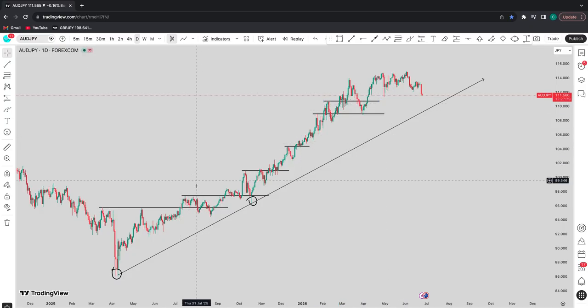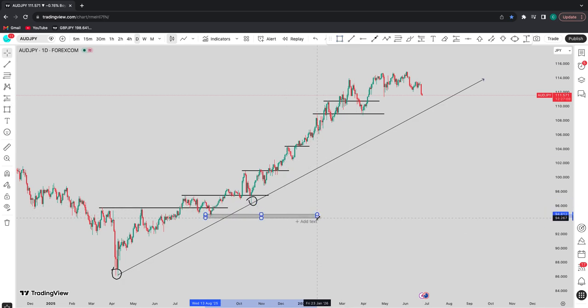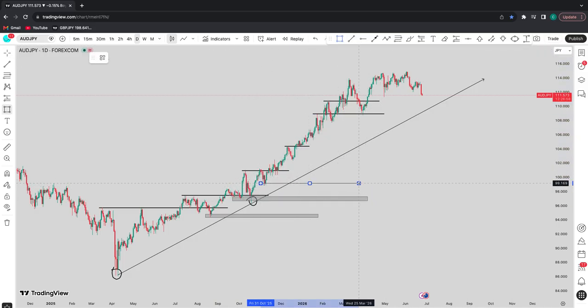So since we've identified that the market has been creating higher highs and it's breaking the highs, as long as it's breaking the highs, it means the direction of the market is bullish. Then for the support level, this was the support that caused the breakout. First one. We have another support level here, and a support level here.